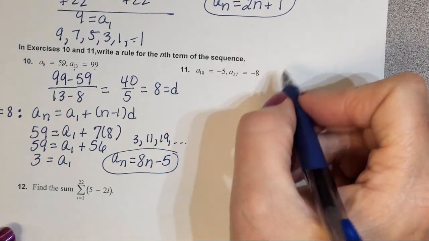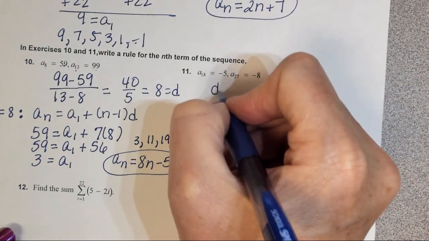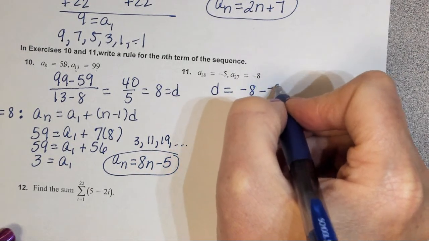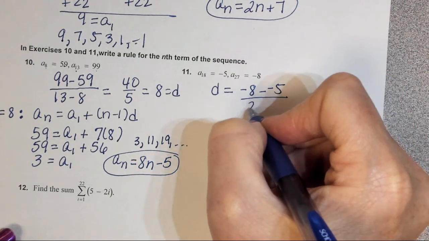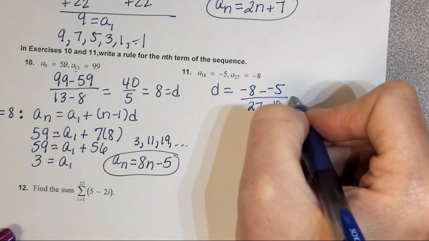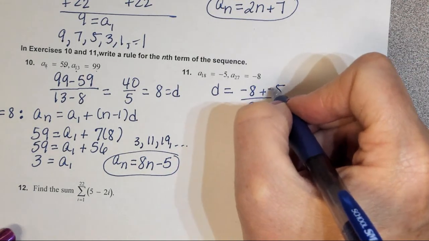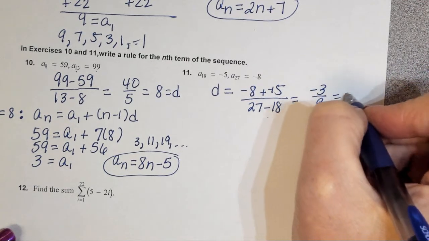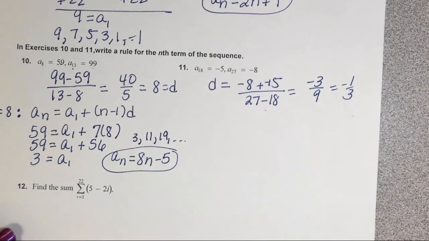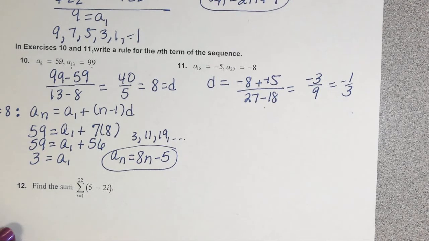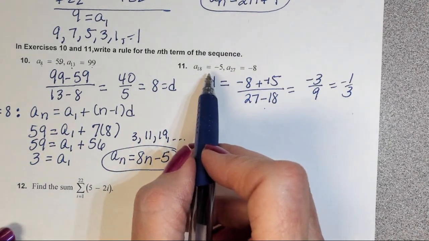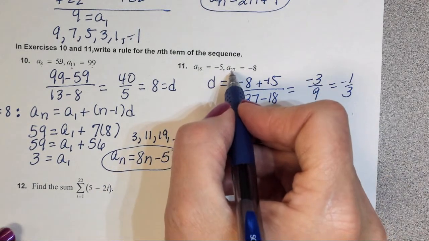All right, so first of all, I need to find out what d is. D is going to be negative 8 minus negative 5 over 27 minus 18. That's going to give me negative 3 over 9. So that's negative 1/3. So now I've got d. So now I can choose either one of these two. Doesn't matter. Let's go with this one this time.